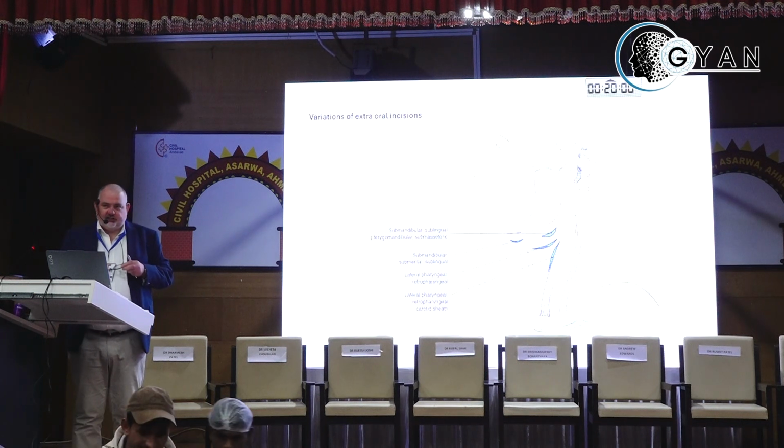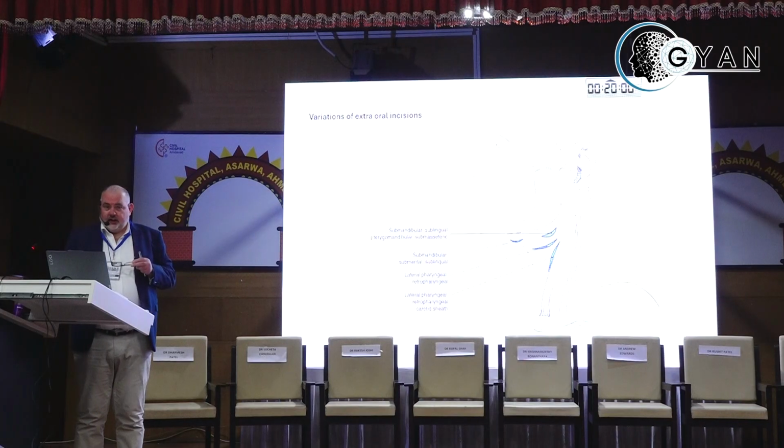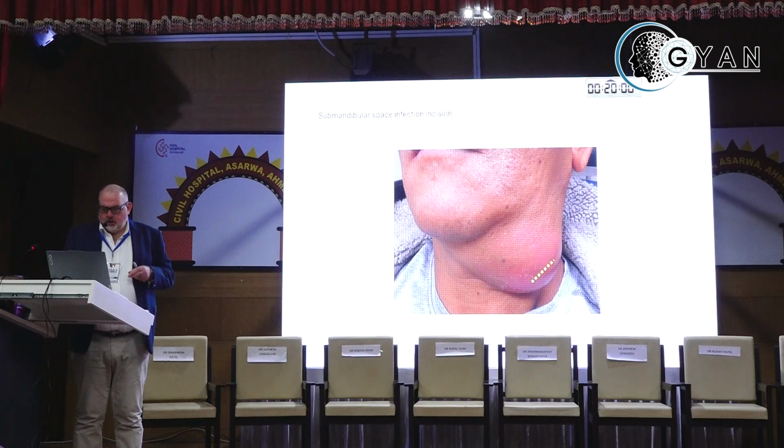You can't just stipulate and say, right, okay, that's where it is. You need to think a bit laterally, think about your anatomy, and think how you're going to plan your incisions. And these ones give you a rough idea where you're going to get into, whether it be the submandibular, the lateral pharyngeal, or, God forbid, you're chasing infection down into the carotid sheath or the retropharyngeal region. So these are variations on the extraoral incisions.